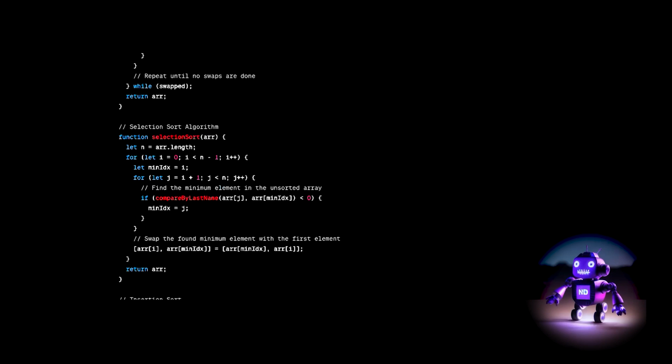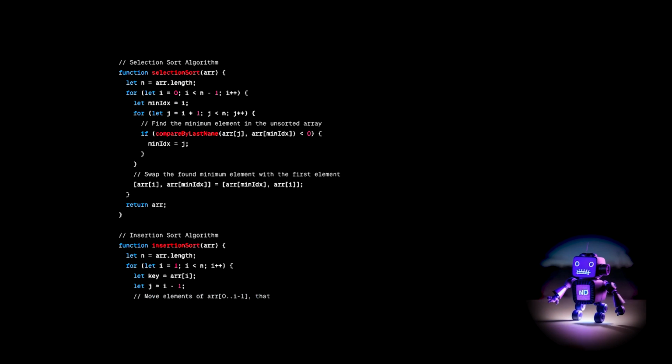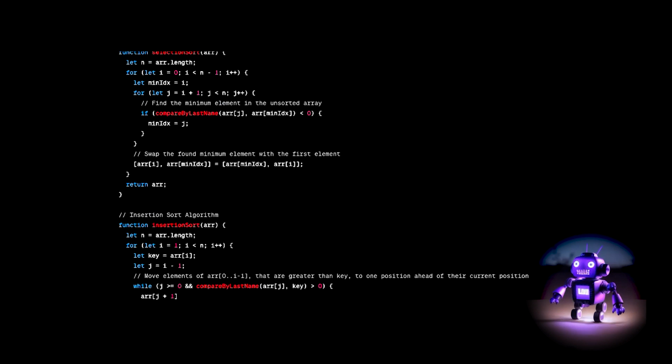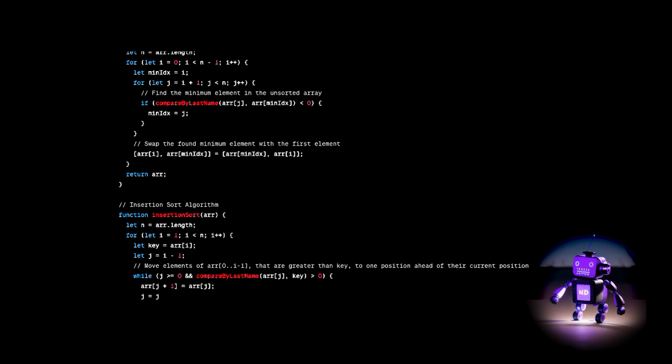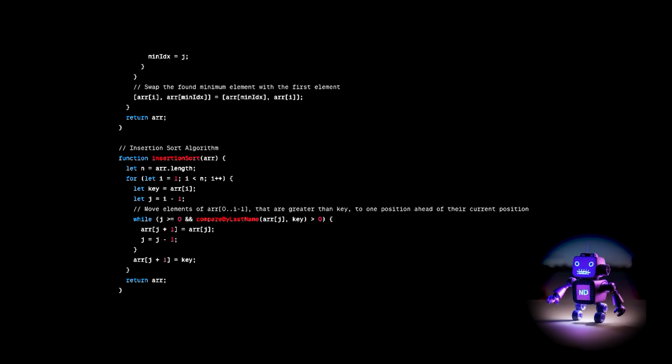Insertion sort algorithm. Insertion sort starts by iterating over the array from the second element onwards. For each element, it temporarily stores the element and initializes an index to its left. It then compares the current element with the elements on its left, shifting them to the right until finding the correct position for insertion. Once the correct position is found, the element is inserted, and the process continues for the remaining elements. The desired outcome is to sort the array in ascending order by gradually building a sorted portion of the array from left to right.